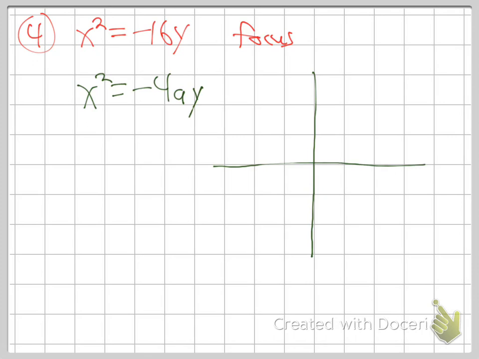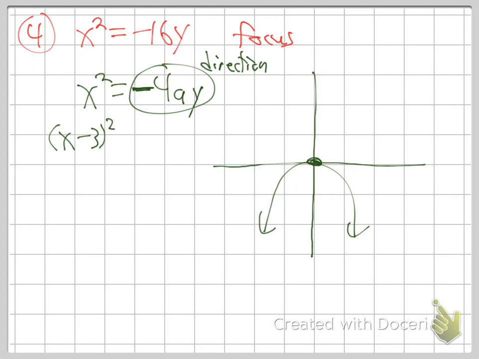Which way is this one going? Up, down, right, or left? Remember, the right side, the first power letter, is the direction. Negative y, so it's going down. And it's centered at the origin, 0, 0. How do I know? It's not like x minus 3, and this isn't like y plus 2. There are no numbers added or subtracted next to x and y, which means it's 0, 0.